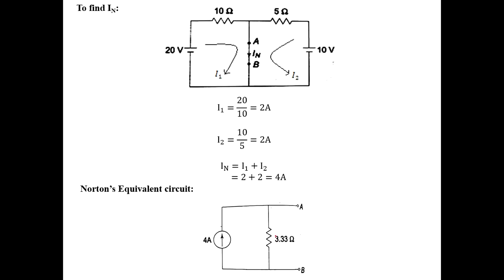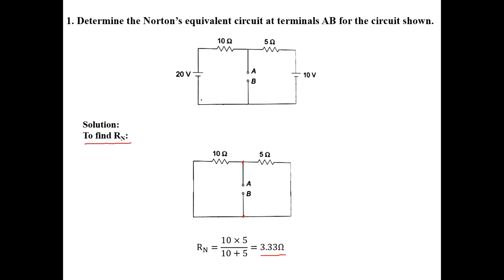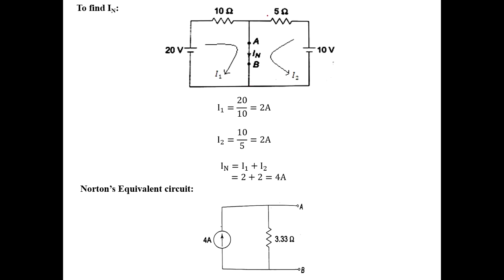Next we have to find the Norton current. To find the Norton current, in the same circuit we have to short this terminal, because we have to find the Norton's equivalent circuit at these two terminals. For that we just have to short this AB terminal. So our circuit will be this one, short this and then in this terminal we have to find the current, that is I Norton.